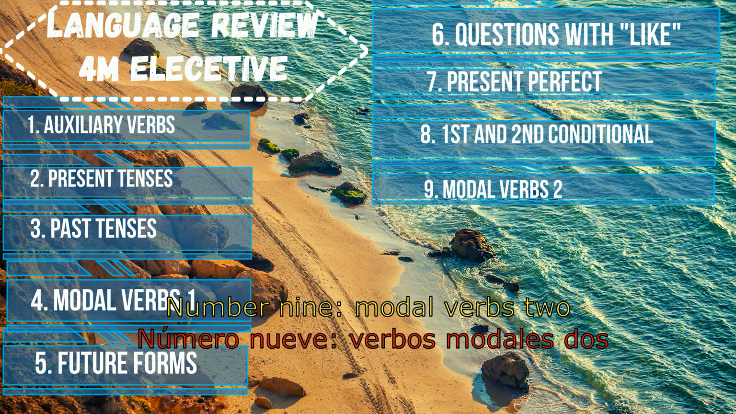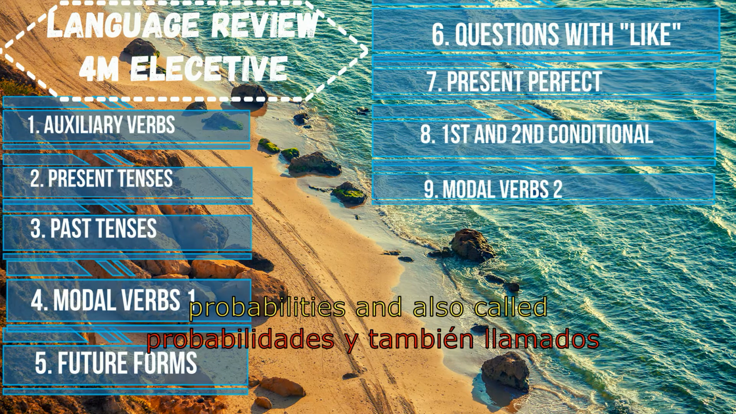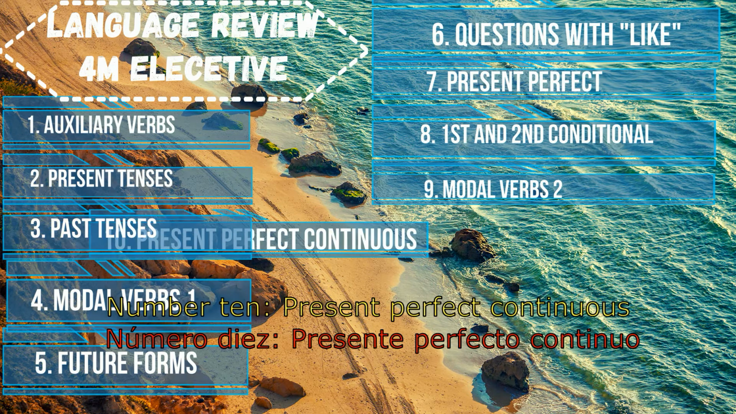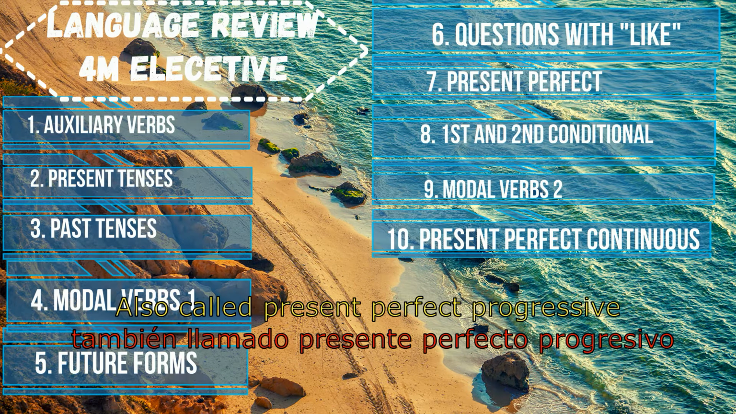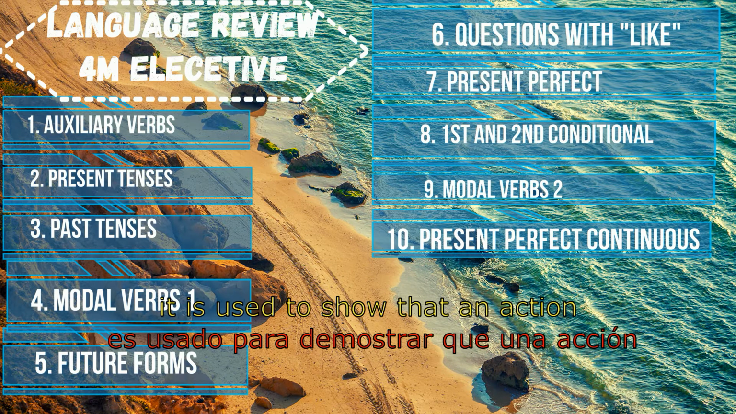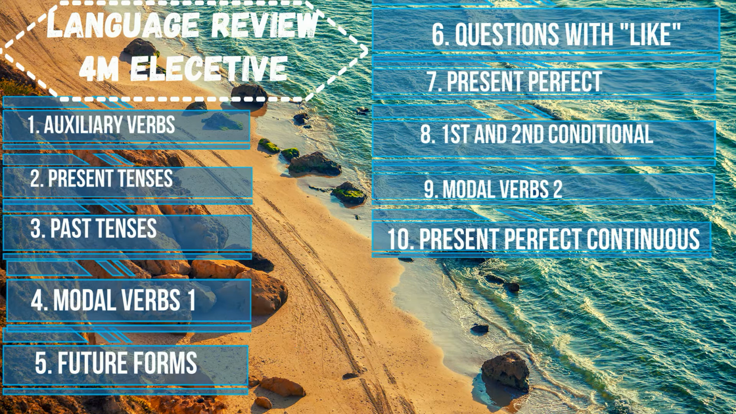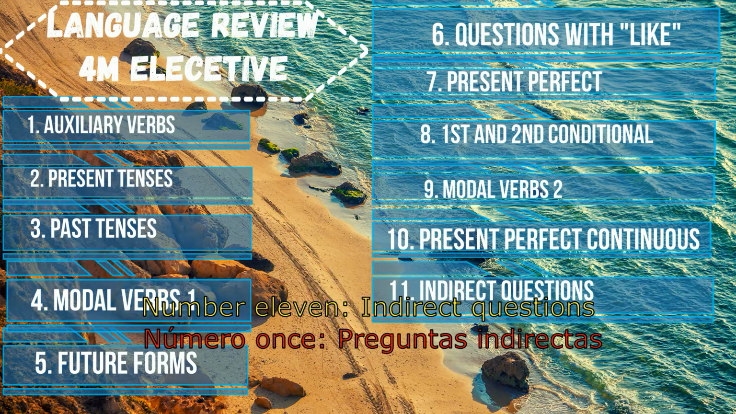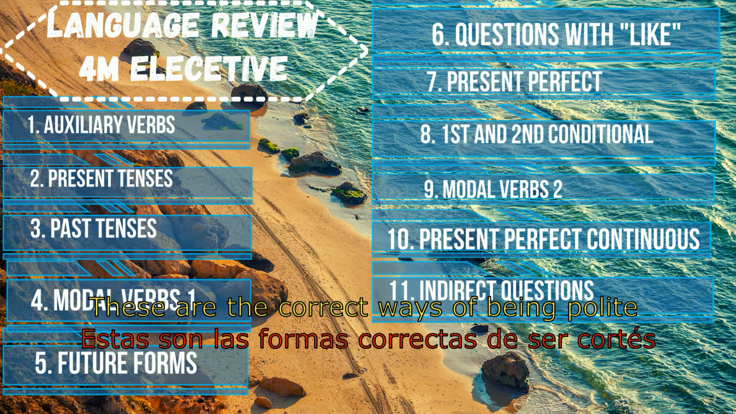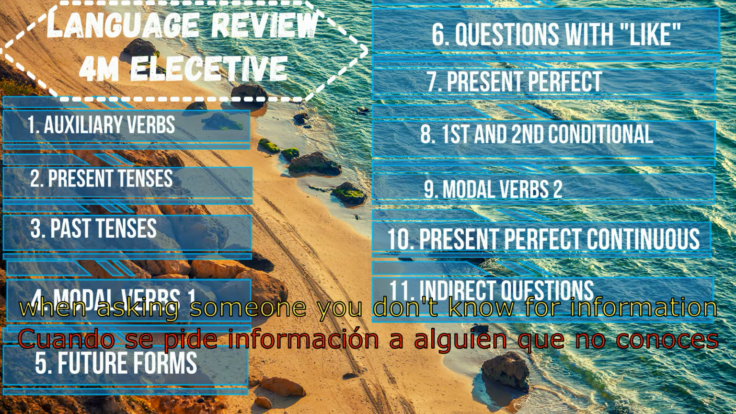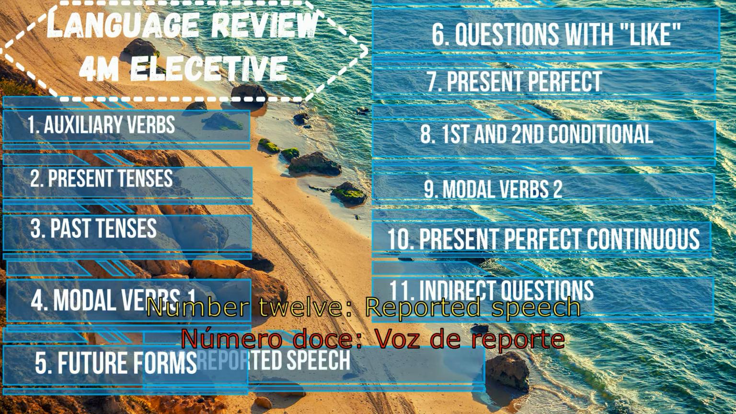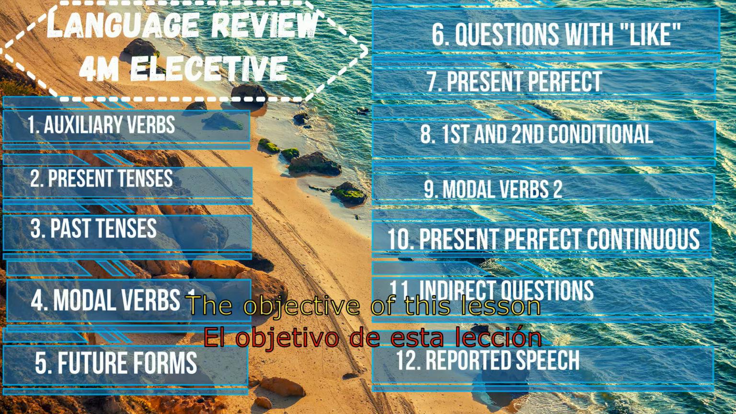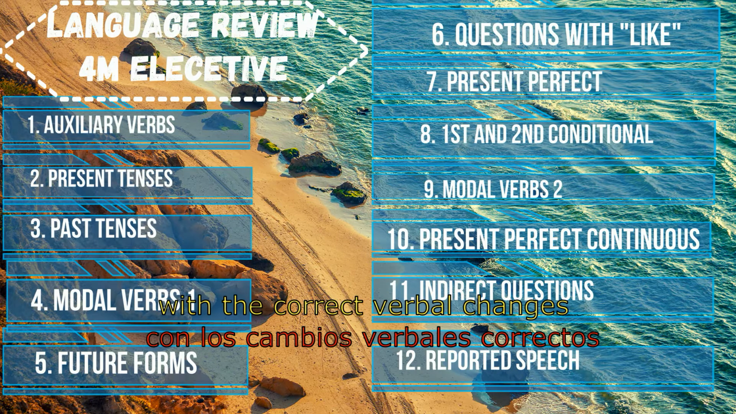Number 9, modal verbs 2, probabilities and also called modals of lost opportunities. Number 10, present perfect continuous, also called present perfect progressive. It is used to show that an action started in the past and has continued up to the present moment. Number 11, indirect questions. These are the correct ways of being polite when asking someone you don't know for information. Number 12, reported speech. The objective of this lesson is to use the reported speech with the correct verbal changes.